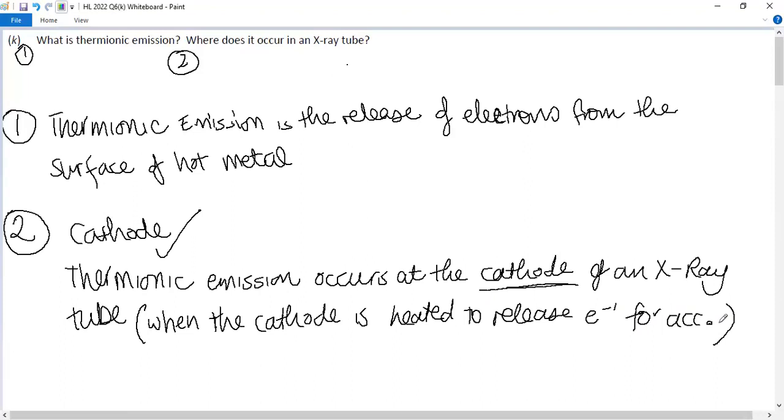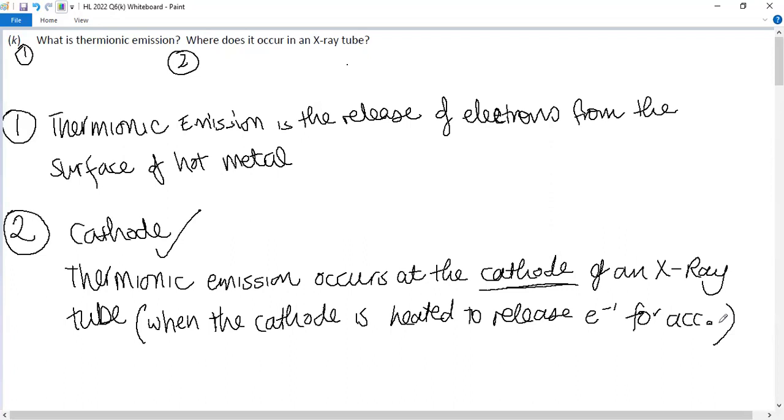So what is thermionic emission? Thermionic emission is the release of electrons from the surface of a hot metal. Where does it occur in an X-ray tube? It occurs at the cathode. And if you want to really show off a little, it occurs when the cathode is heated to release electrons for acceleration. Okay, you're done answering the question.